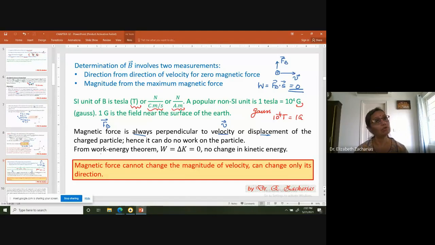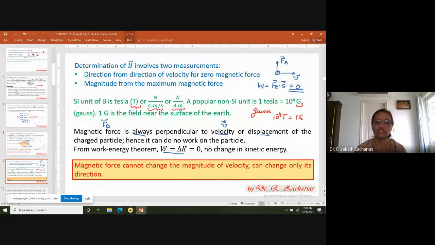Now let's quickly go to the work energy theorem. You know that work is also equal to change in kinetic energy. If work done is 0, then change in kinetic energy is also 0. So you come to this very important conclusion: magnetic force cannot change the kinetic energy of a charged particle.